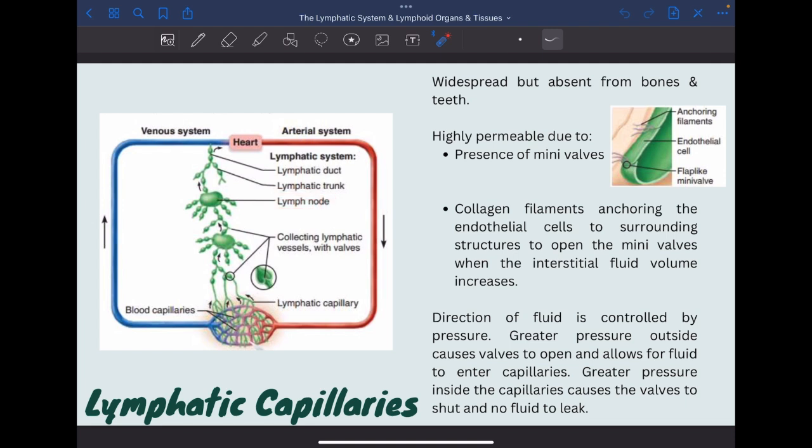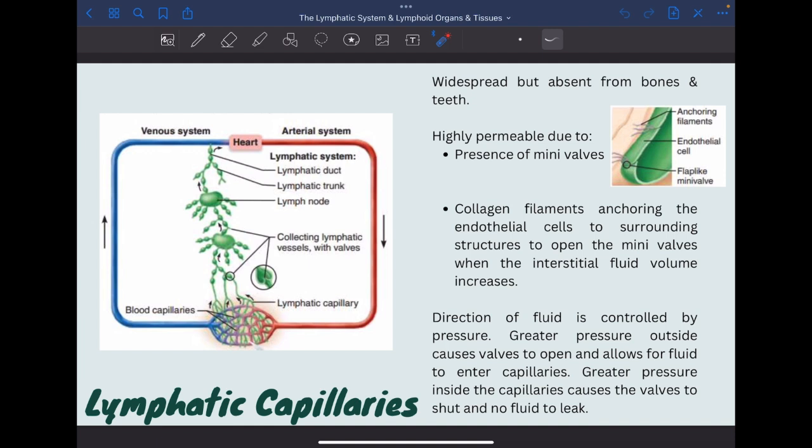The whole point of the lymph node, which we'll talk about later on, is to cleanse of any pathogen or disease-causing microorganism. It's a point where the lymph can stop, and basically we can activate the immune system if need be. But let's start by looking at the lymphatic capillaries.